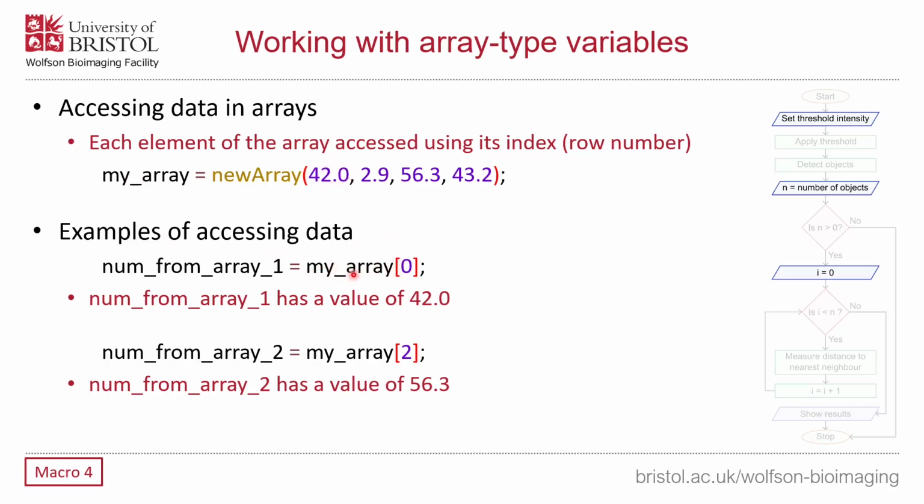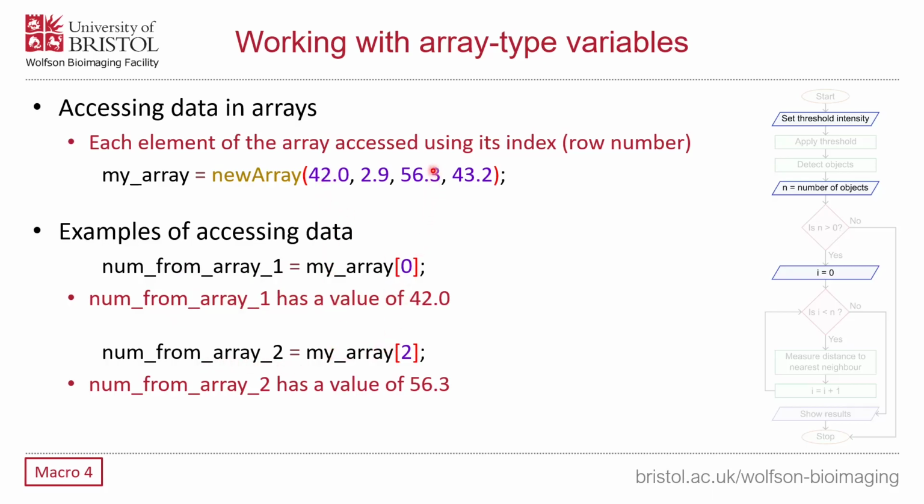Again, I would just use the variable name, my underscore array, and then square brackets 0, and that would return this value 42. The value that comes out of this is effectively like saying this block of text here is, as far as ImageJ sees it, just the value 42.0. And so we can then assign a new variable, num from array 1, as 42.0. So once I've run this line, num from array 1 should have the first value there.